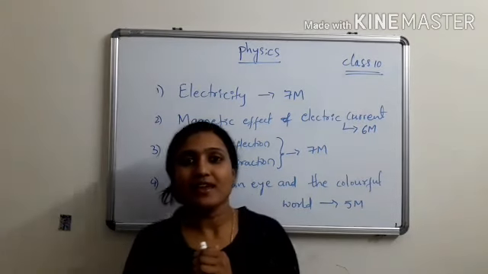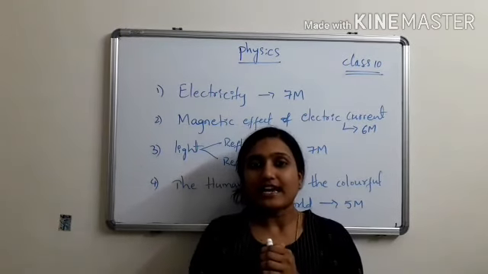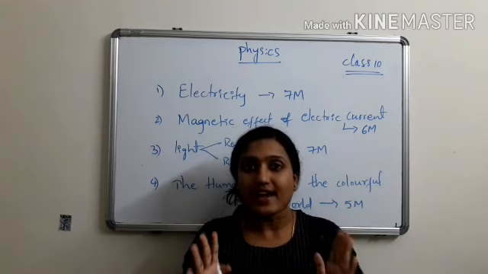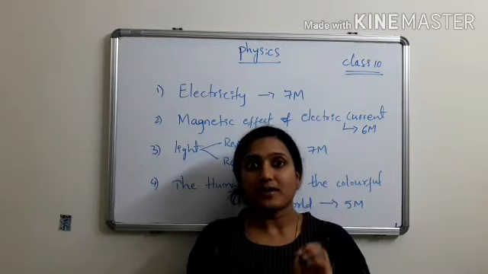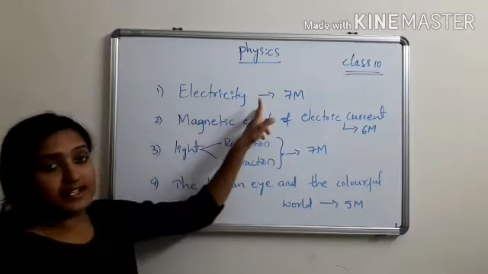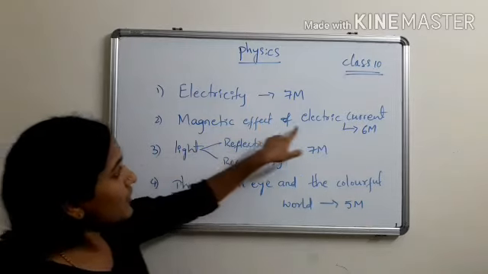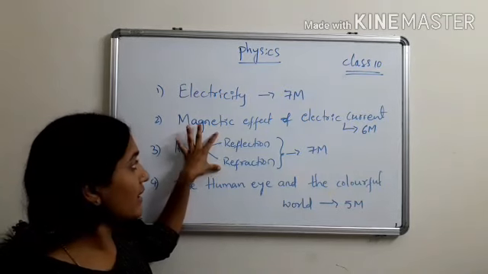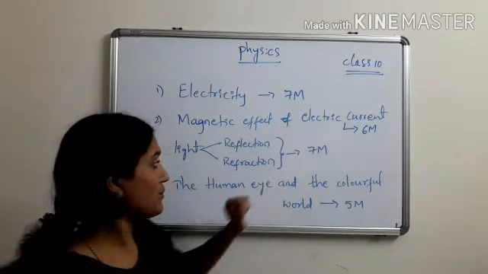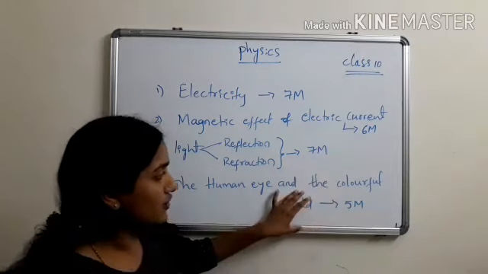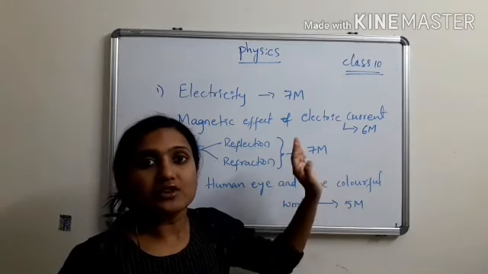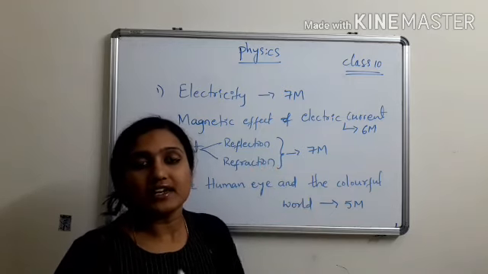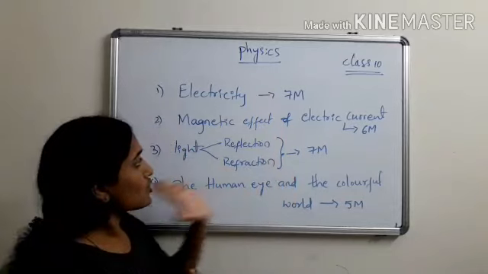Hi everyone. When we come to class 10 physics, we have four important concepts. In physics, 25 marks are there. First one is electricity for 7 marks, magnetic effect of electric current 6 marks, light. There are two important concepts in light, reflection and refraction, that is 7 marks. The human eye and the colorful world is 5 marks. So totally 25 marks will be covered in the physics section. So you have to focus very sincerely on these four chapters.